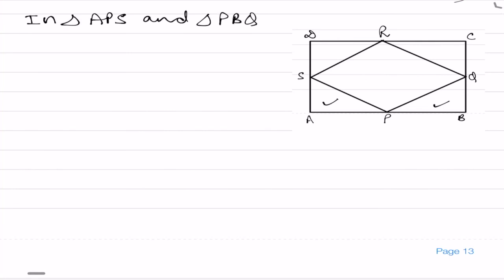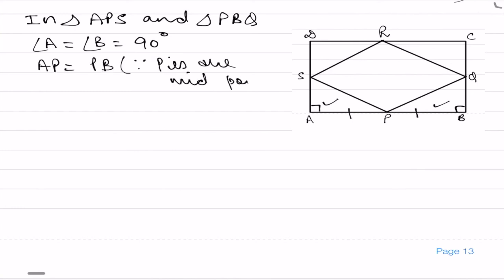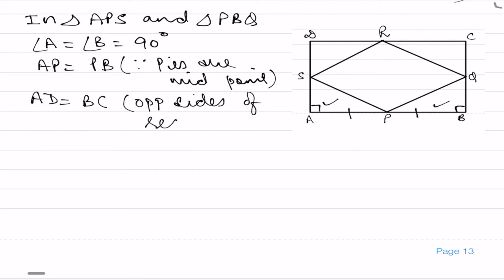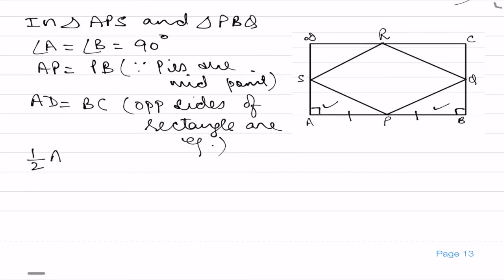In both the triangles, because ABCD is a rectangle, that means angle A and angle B both are equal to 90. P is the midpoint, it's given. So AP is equal to PB because P is the midpoint. And second is AD is also equal to BC. Opposite sides of a rectangle are equal. So when opposite sides are equal, that means their halves will also be equal. So we will multiply both the sides with half.